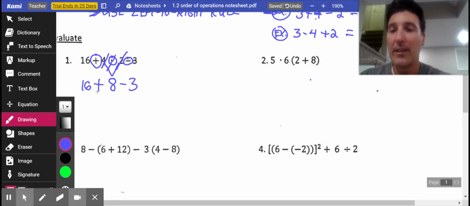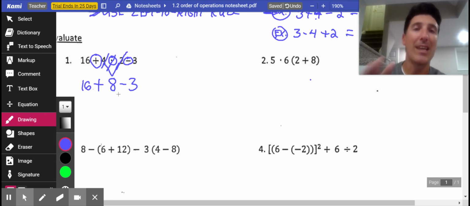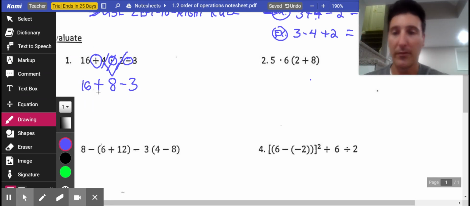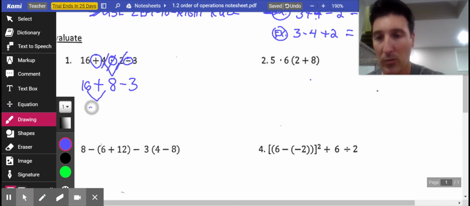So then I have addition and subtraction. They're the same priority, so this is where I use the left to right rule. I just work left to right. So 16 plus 8 is 24. Bring down the minus 3. And then 24 minus 3 is 21.